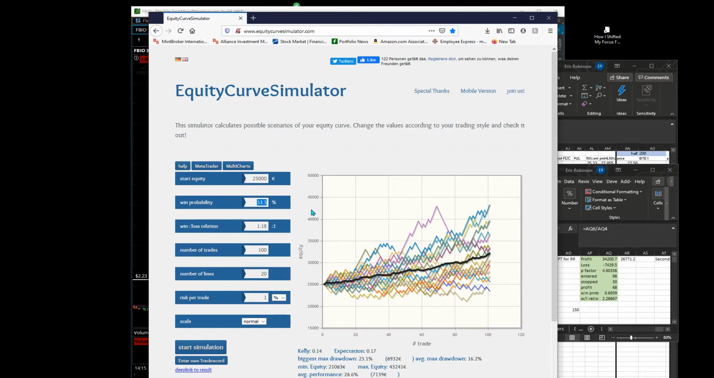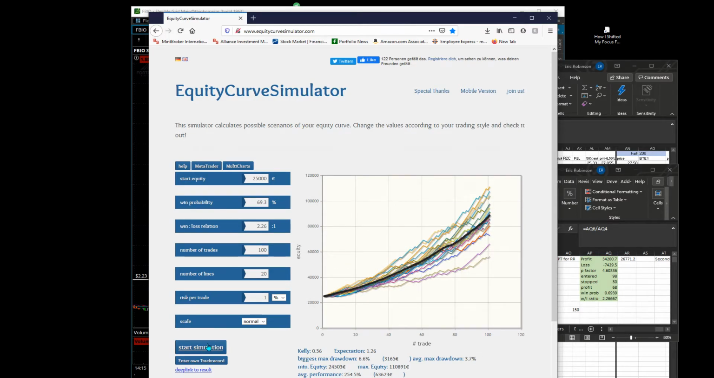So here we have a 69.3% win probability. Win-loss ratio is 2.26. Number of trades is 100. We'll risk 1. So as you can see, obviously way better.